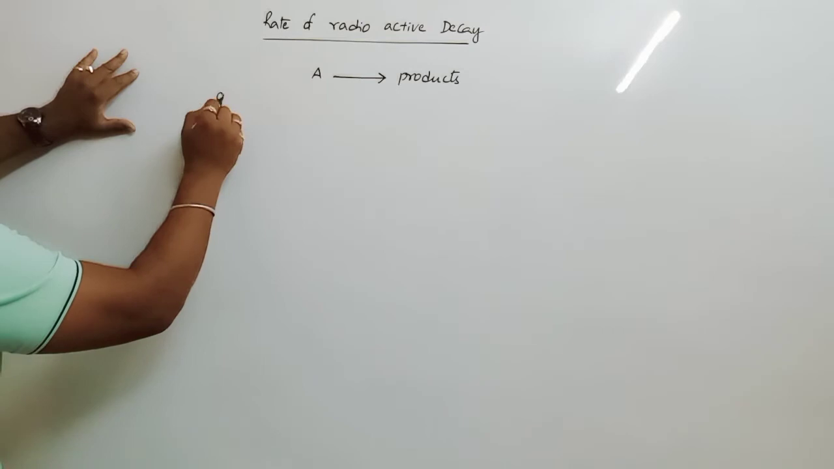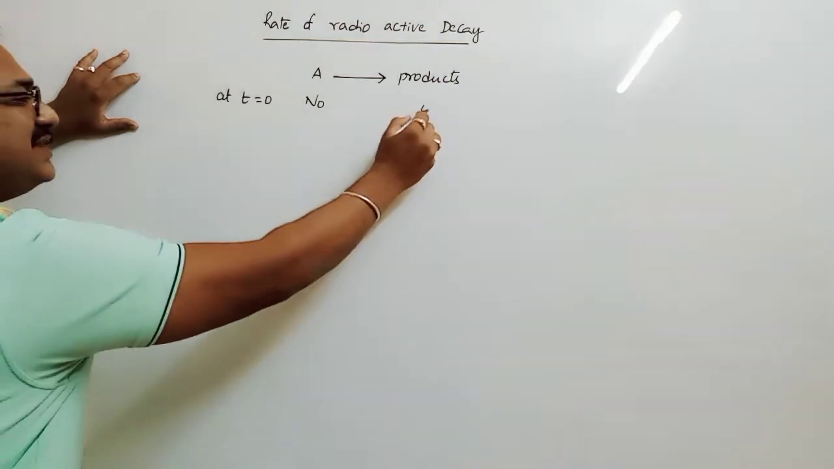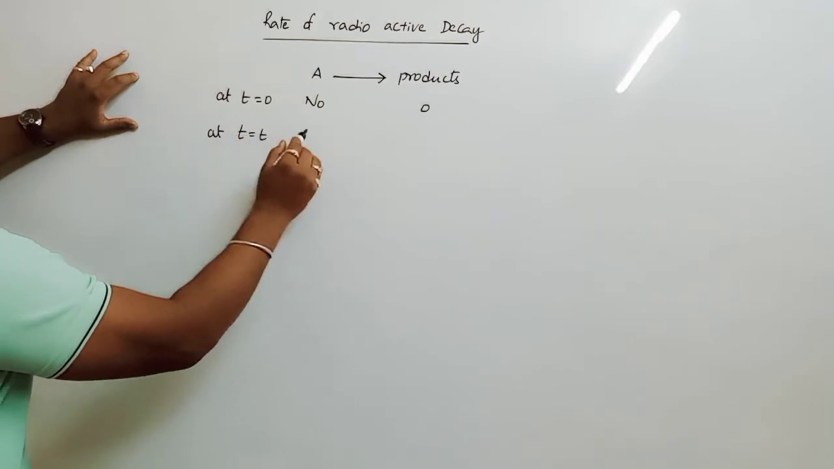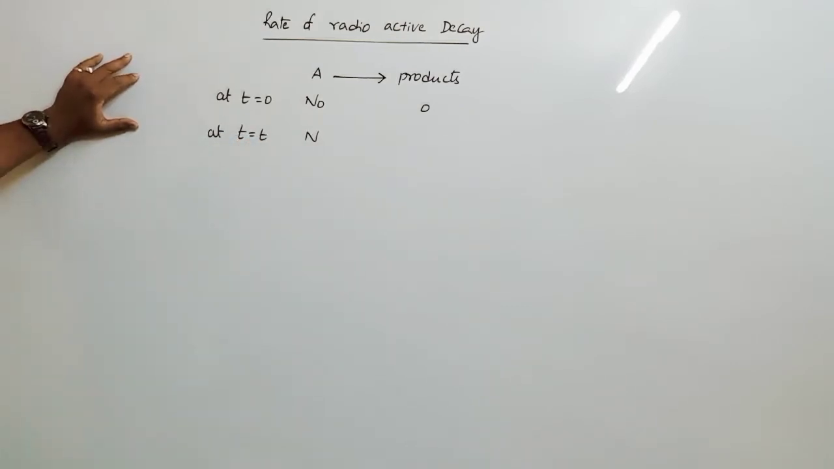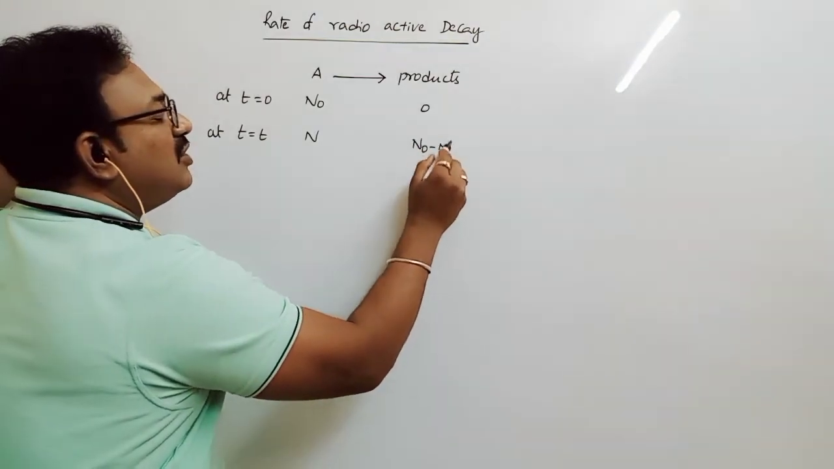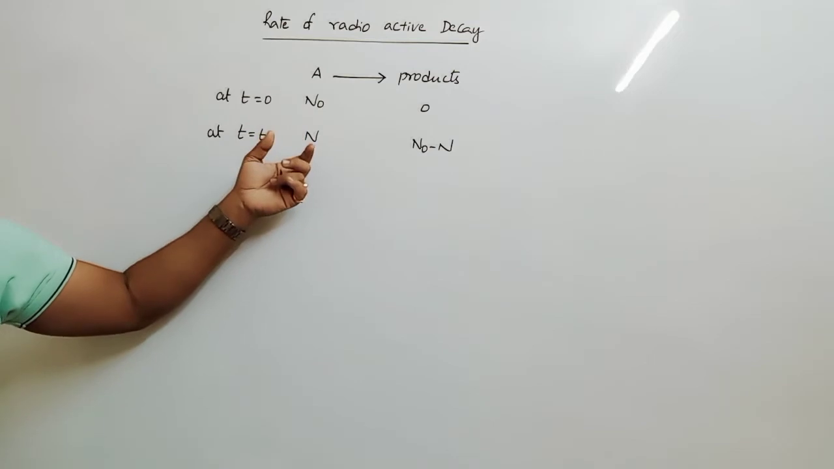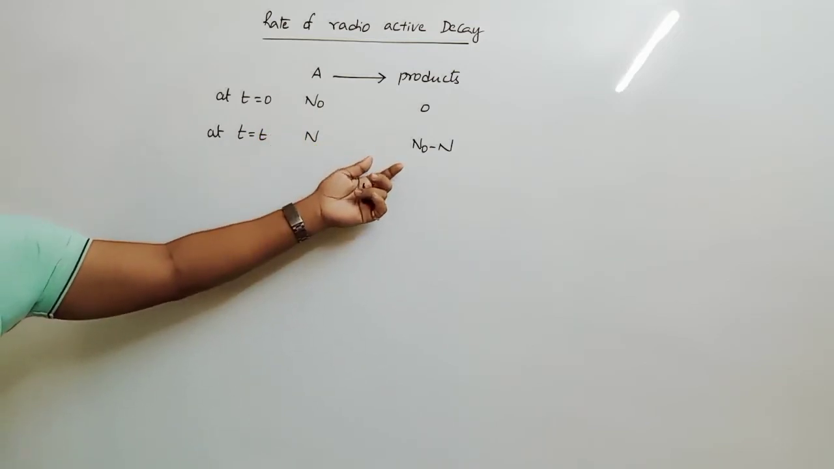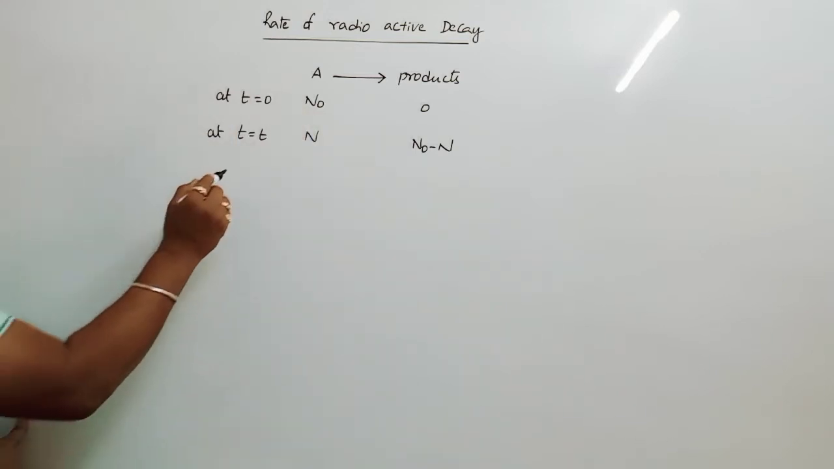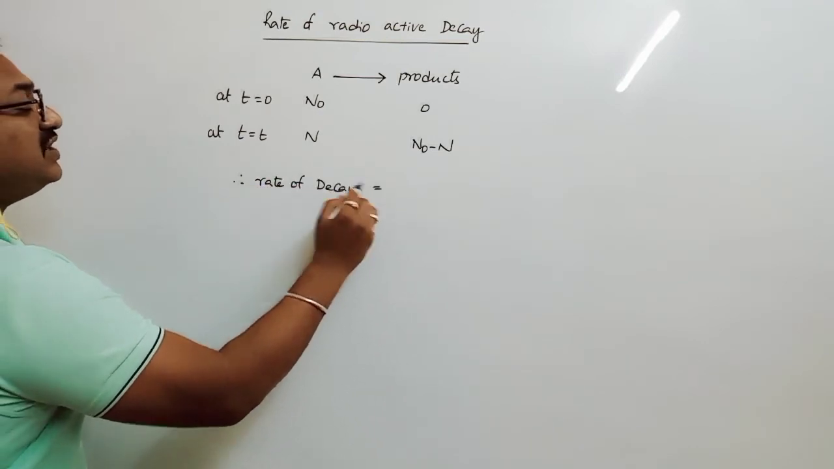Okay. Now at t is equal to 0, let me take the initial concentration as N0 and the product is 0. Now at t equal to t, after a certain time period, I am taking this one as N. Okay. The concentration left is N. And the product will be N0 minus N. After some time period, the reactant left is taken as N, then the product concentration will be N0 minus N. Clear?